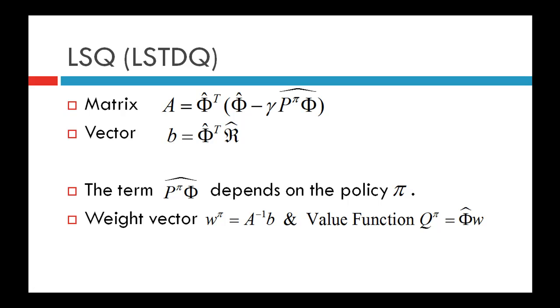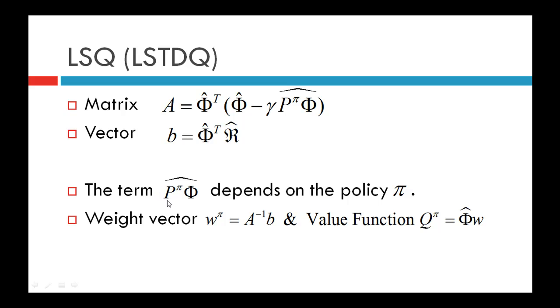So these are the approximations for the matrix A and vector B, and now we can solve the system of linear equations, that is A times vector W pi is going to be B, and therefore the vector W pi is given as A inverse B, and the value function Q pi is then given by phi cap times W. So this is the LSTDQ algorithm for determining the state action value function for a given policy pi.